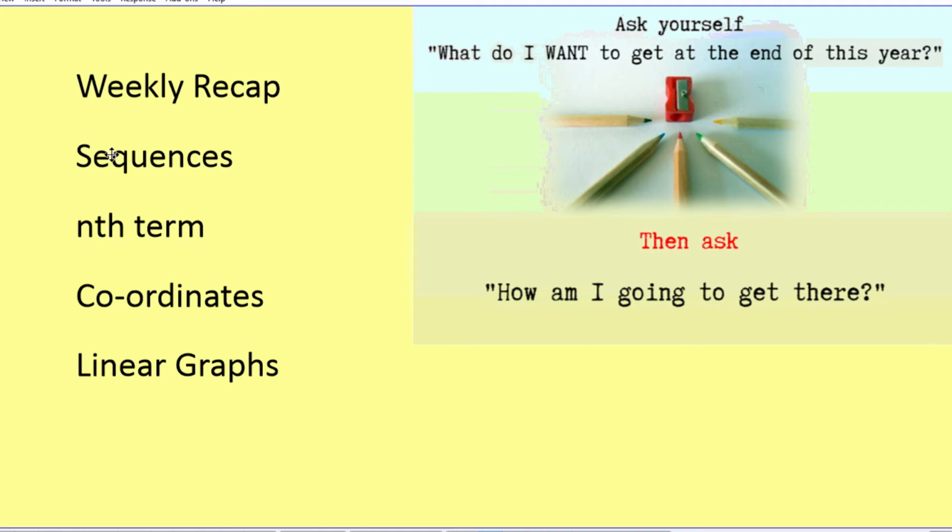This week we will be looking at number sequences, nth term, coordinates and linear graphs.